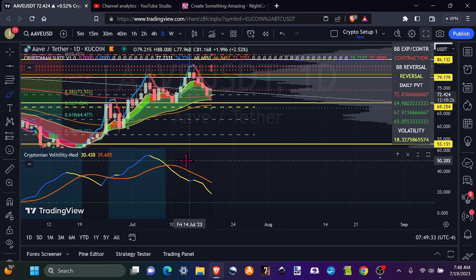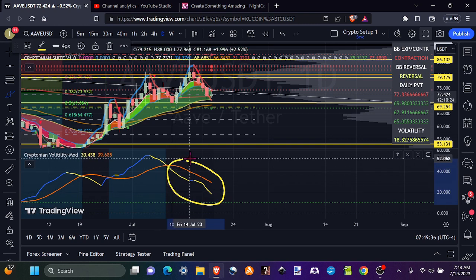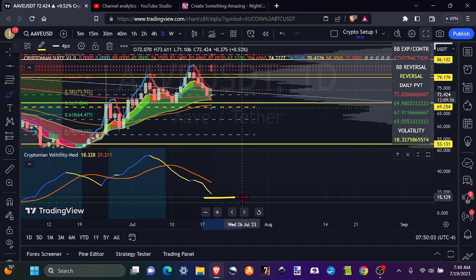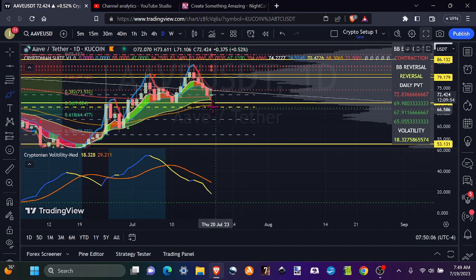This is what the Cryptonian volatility mod tells you: it shows a contraction, or a reduction in volatility. Volatility right now is 18, so we're very close to that 15 level, the sideways consolidation level on this volatility mod. The 15 level comes in right about here, so we're just about there. Once we hit that, then you can expect price to kind of at best do this, right?